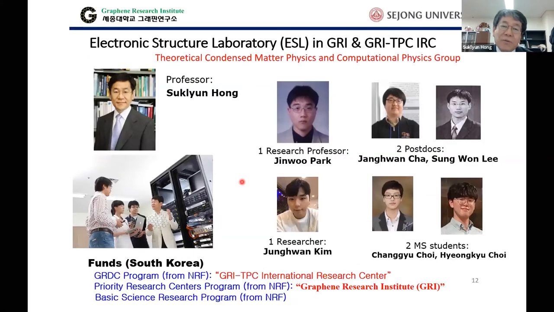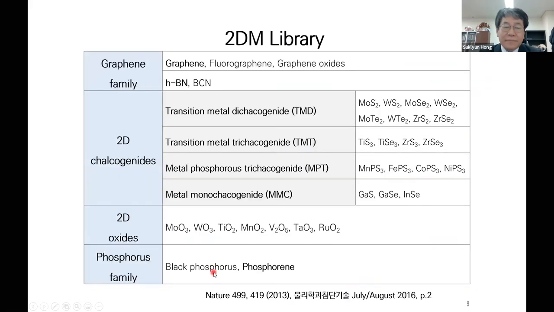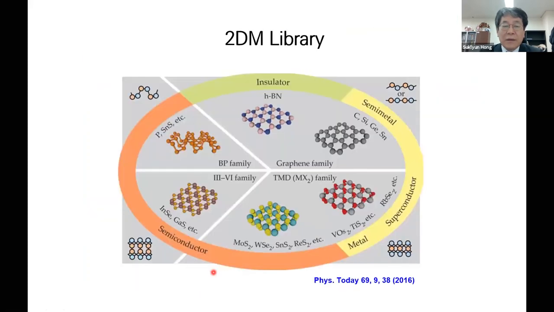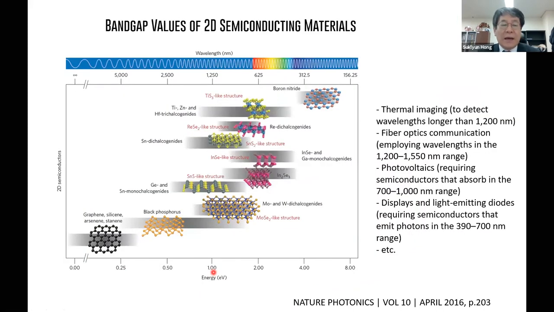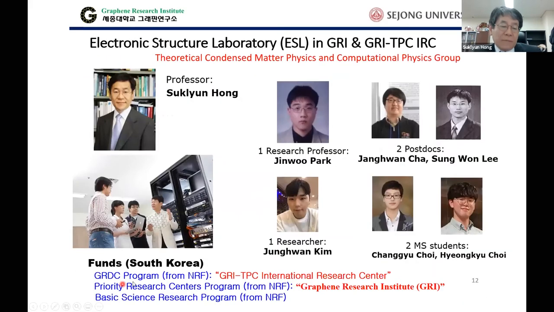This is my group. My group consists of one research professor, two postdocs, one researcher, and two master students. I am supported by several funds, the main programs and one individual Basic Science Research program.